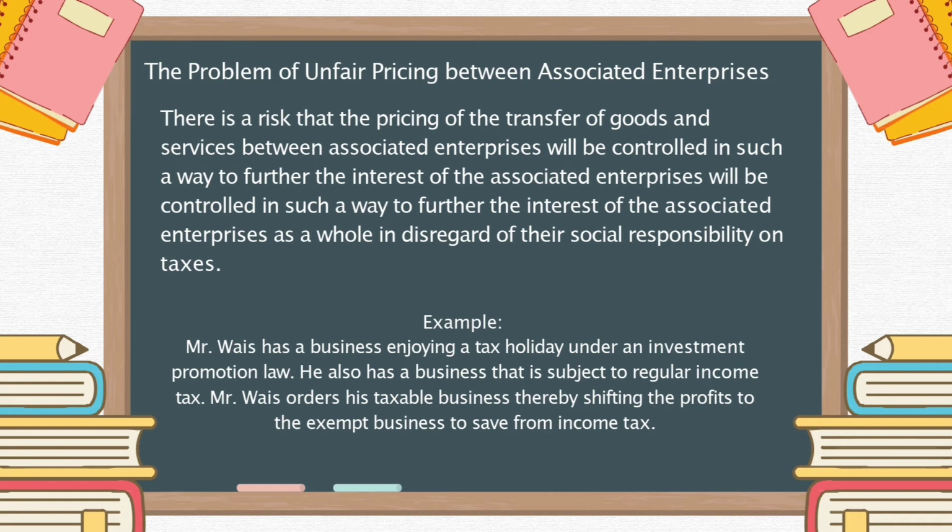The problem of unfair pricing between associated enterprises. There is a risk that the pricing of the transfer of goods and services between associated enterprises will be controlled in such a way as to further the interests of the associated enterprises as a whole, in disregard of their social responsibility on taxes. Example: Mr. Wais has a business enjoying a tax holiday under an investment promotion law. Mr. Wais also has a business that is subject to regular income tax. Mr. Wais orders his taxable business to sell goods and supplies at cost to his exempt business, thereby shifting the profits to the exempt business to save from income tax.